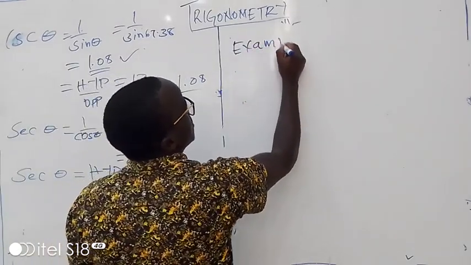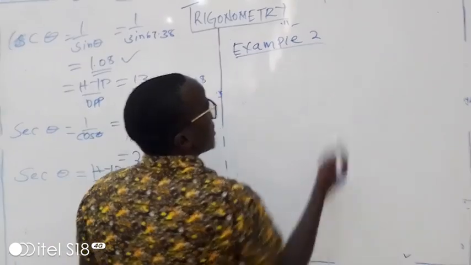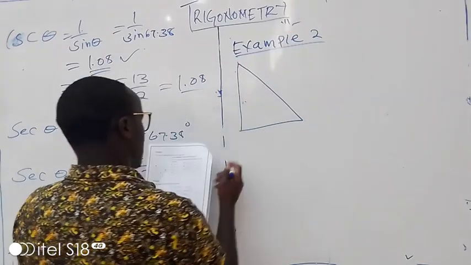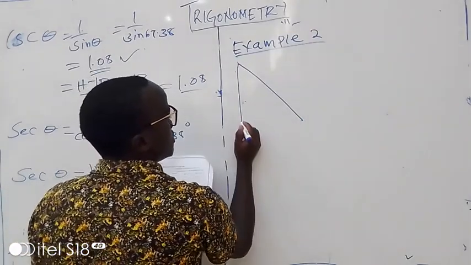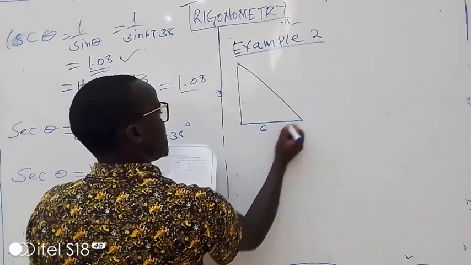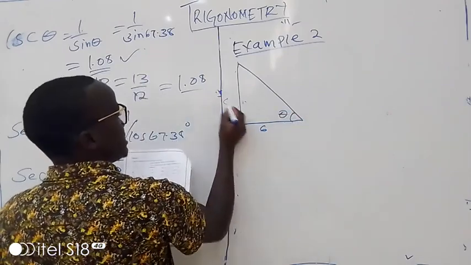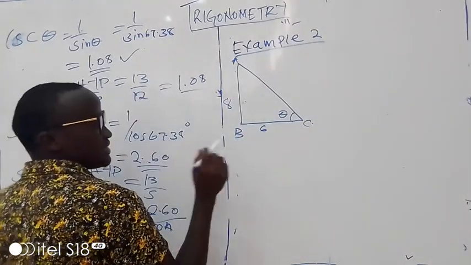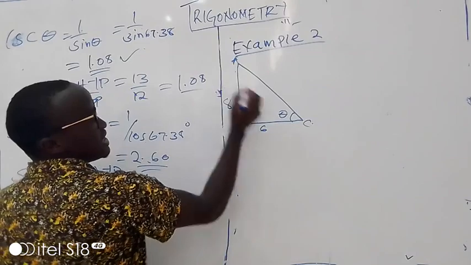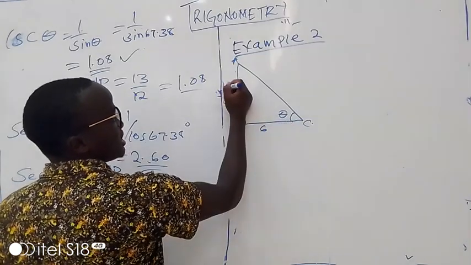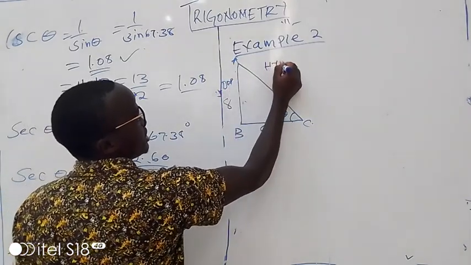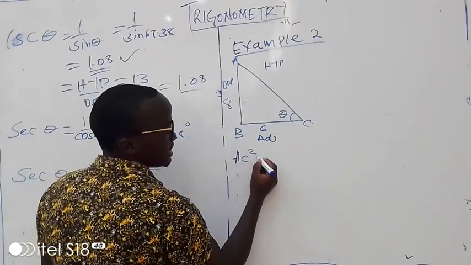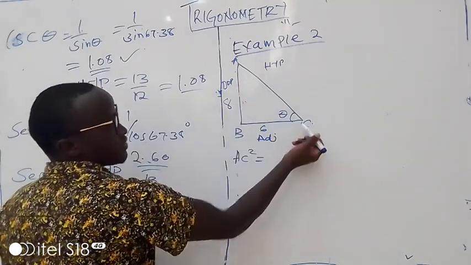This is example 2 on how to find trigonometric ratios. We are given a right angled triangle like this, and this side is 6, this is theta, and this side is 8. We can call this A, B, C. Now, the first thing is to find the hypotenuse. Since we are considering this angle, this is the opposite, this is the hypotenuse, and this is adjacent. So we can say AC squared is equal to this.